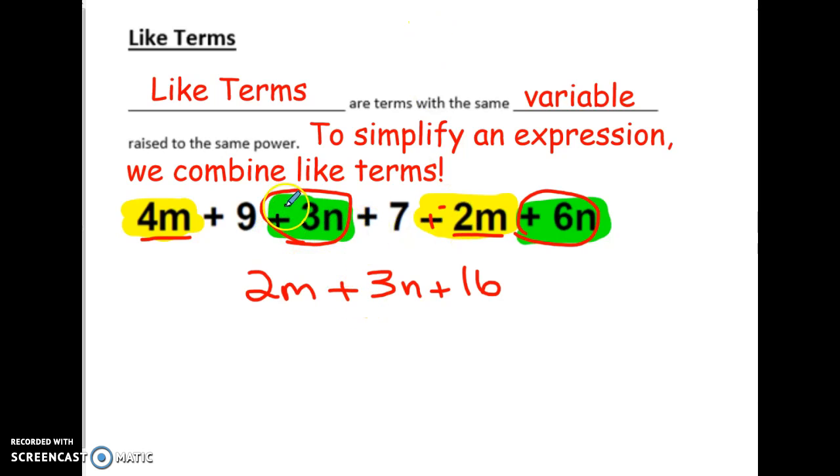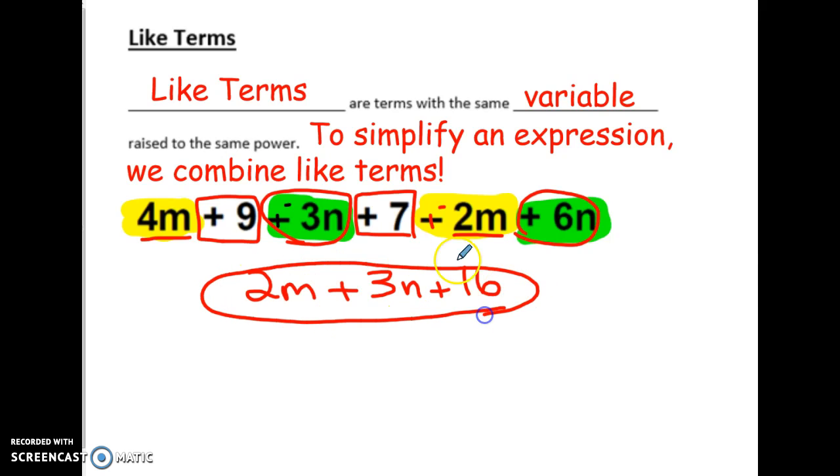So this is where I got my 3n because we really have a negative 3n plus 6n. And then finally, if you want to put a box around your constant terms, we have our positive 9 plus our positive 7, giving you this positive 16. So this expression right here is much more simple than this one was. We've combined all the like terms that get added. So again, those are variables that have the same power that we combine together.